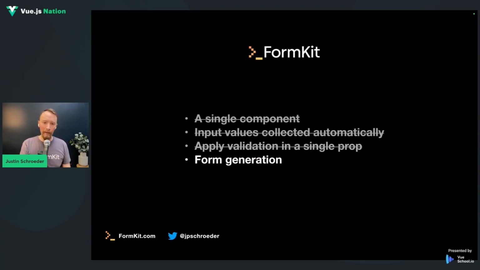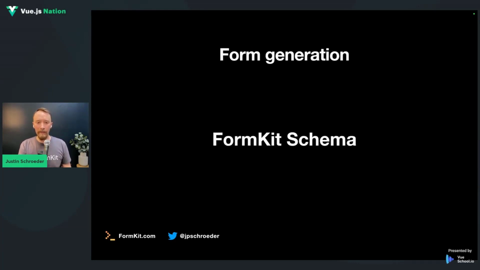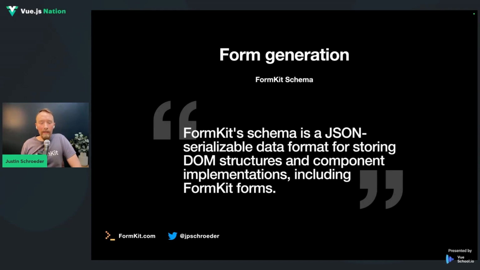All right, and I've only got a little bit of time to touch on form generation, but it's definitely worth taking a look at. This is definitely one of the community's favorite features so far. Form generation allows you to essentially generate forms from a schema. And a schema, in our case, is a JSON serializable data format for storing DOM structure and component implementations, including FormKit forms. That's what the FormKit schema allows. So that's a bunch of jumble. But what does it actually mean?